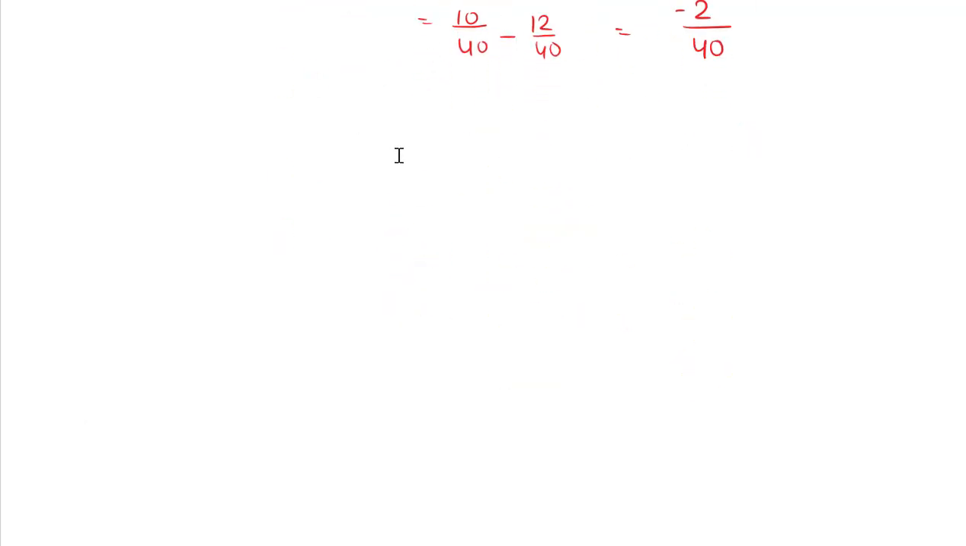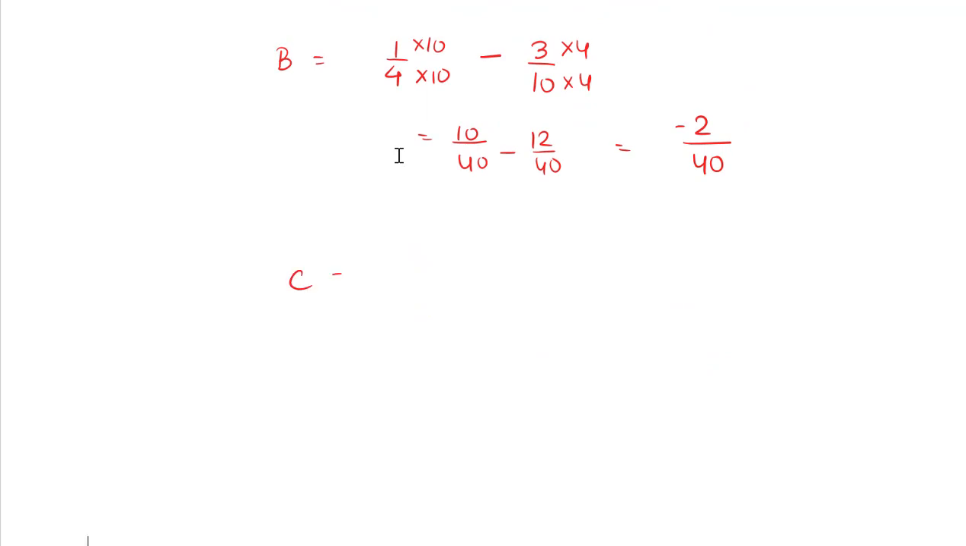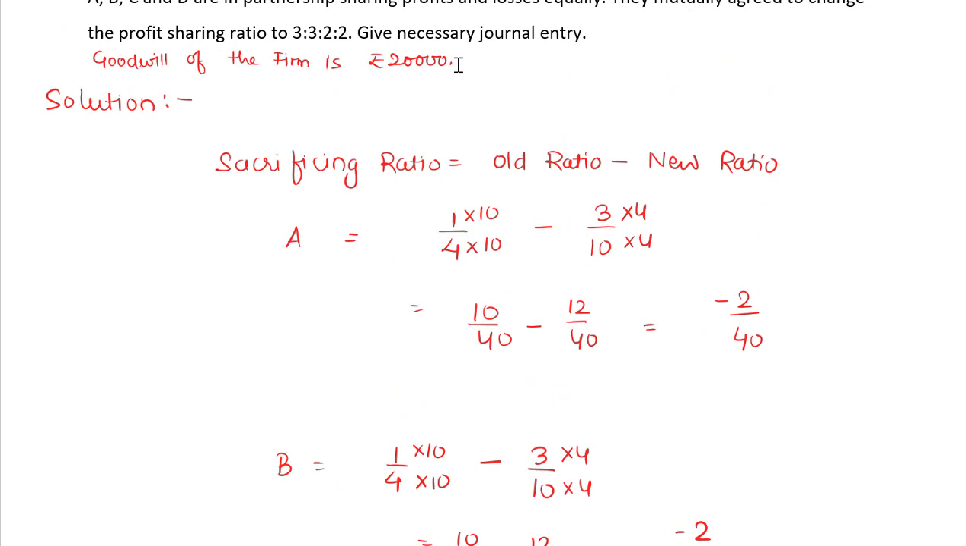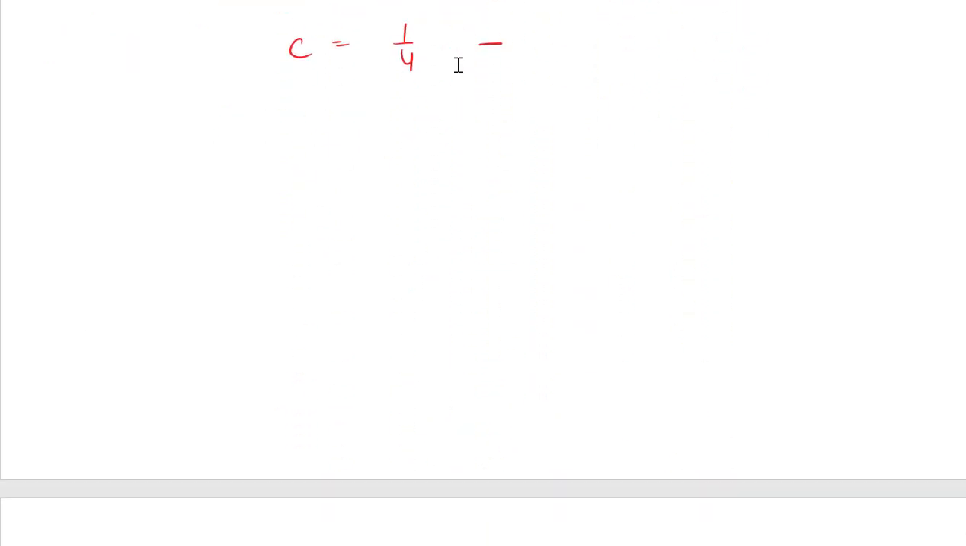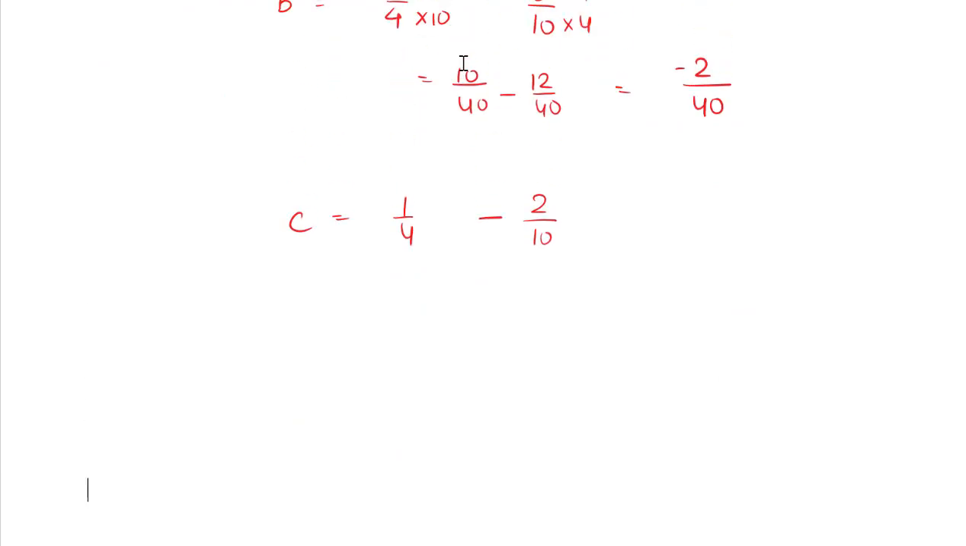In case of C, 1 by 4 minus new ratio 2 by 10. New ratio 2 by 10, multiplied by 4 over here and multiplied by 10 over here. 10 by 40 minus 8 by 40, that is 2 by 40.